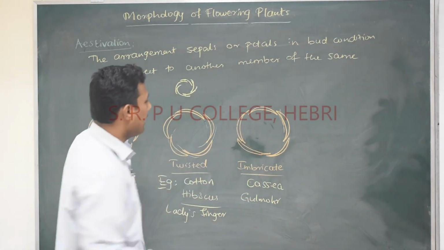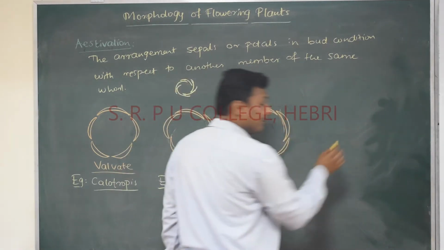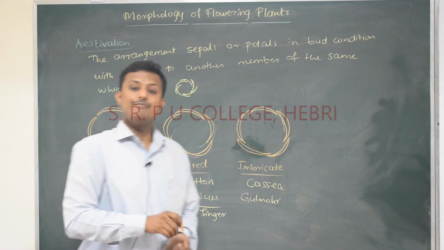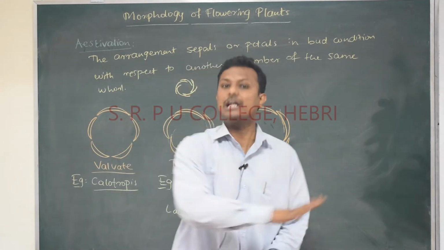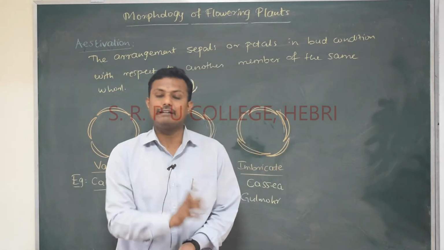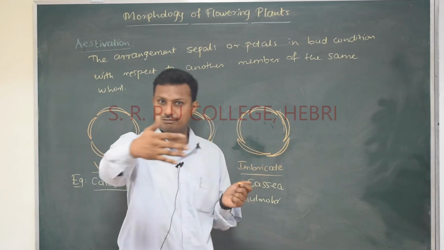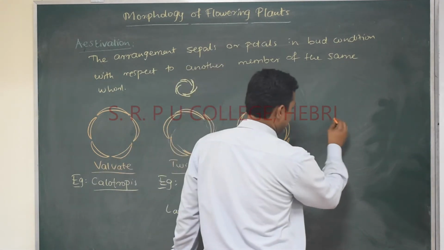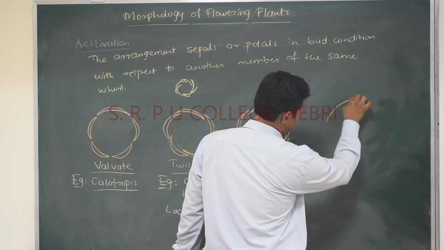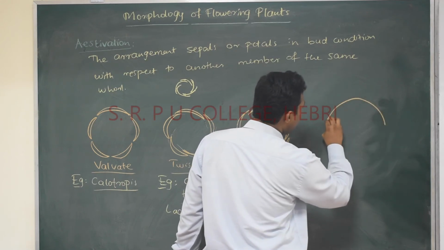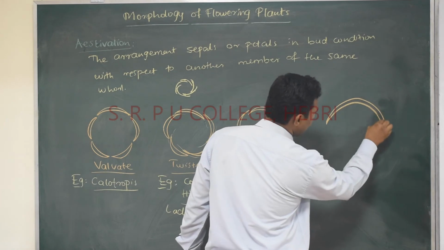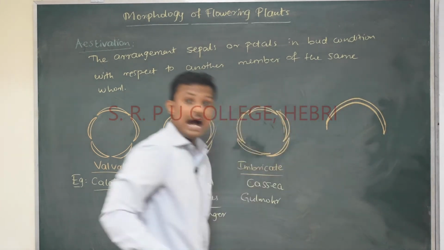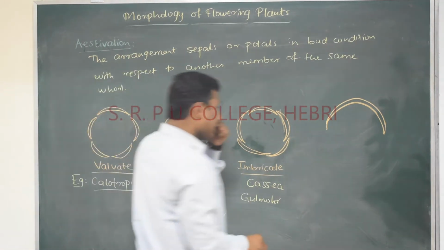The next aestivation that we are going to study here is vexillary aestivation. This is a special kind of aestivation which is mainly present in a particular family of the angiosperm, and that family is actually named after that particular aestivation. I will tell you what family it is called as later. See, it looks like this. There will be one large petal. This petal will be called as the standard petal.